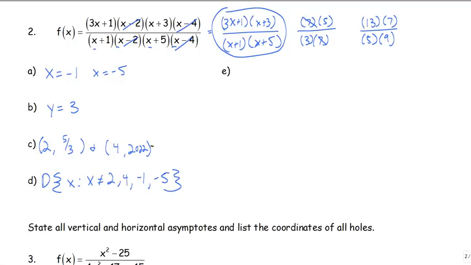So now if I graph this, we have an issue. Not really a big issue, but it's something new. Here's my normal axes. I have a horizontal asymptote at 3. I have a vertical asymptote.